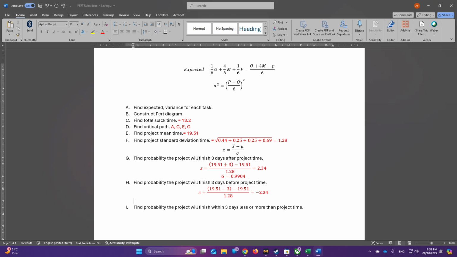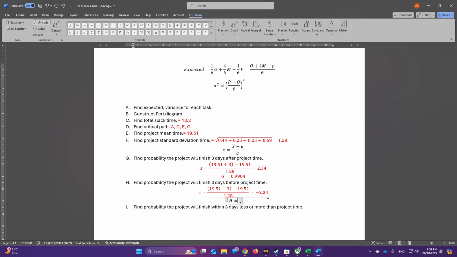So for this one, we have 0.0096. And if you noticed here, it is actually the difference from 1. If you do 1 minus 0.9904, you will get this value.